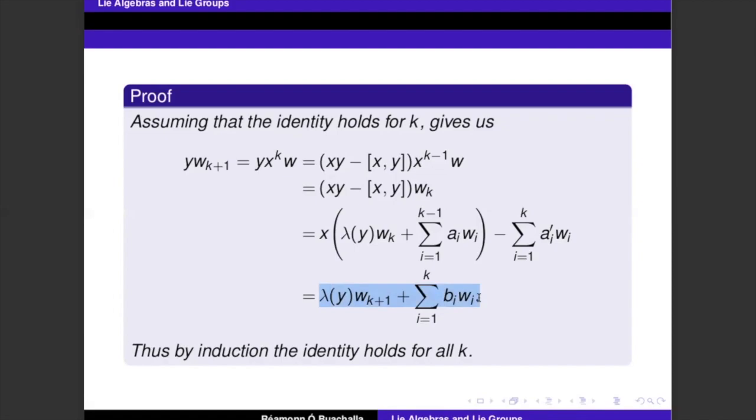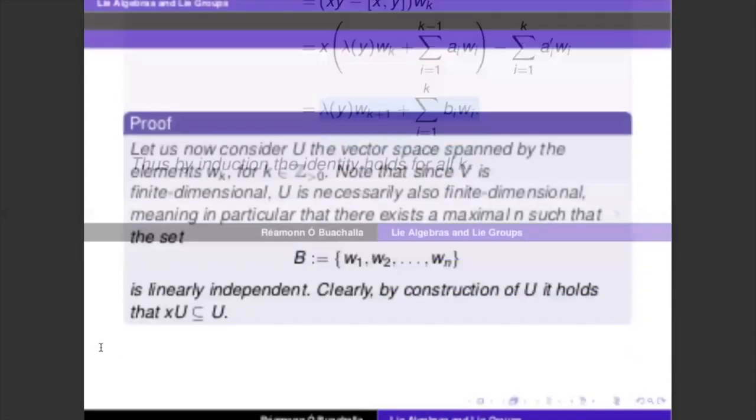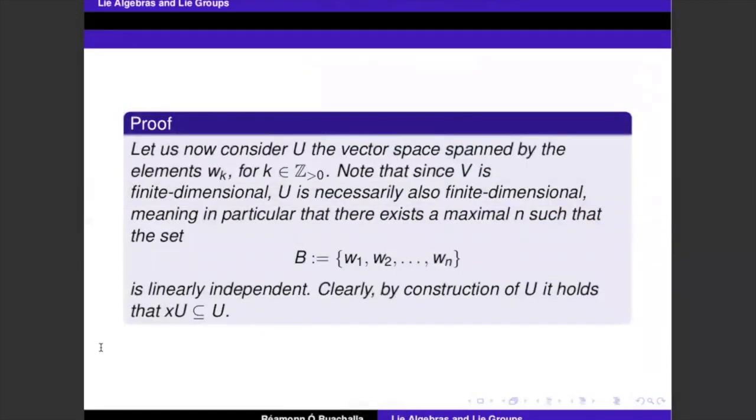Hence, if we've assumed it's true for k, then we know that it's true for k plus 1. Hence, by induction, we know that it holds for everything. So we now have this result, this identity in our pocket. Okay, so it's a long proof, but we're getting there, okay?